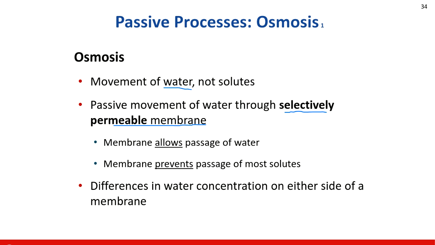Because of this principle, we're going to see a difference in water concentration on each side of our plasma membrane, which means you'll see more on one side and less on the other. It could be more on the inside and less on the outside, or vice versa. Okay? The only thing we're talking about when we're talking about osmosis is the movement of water.